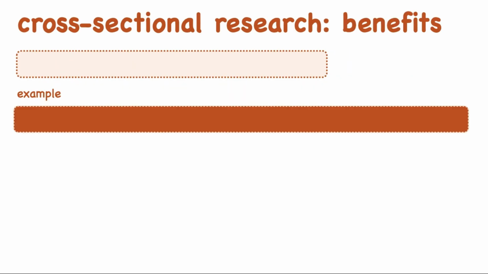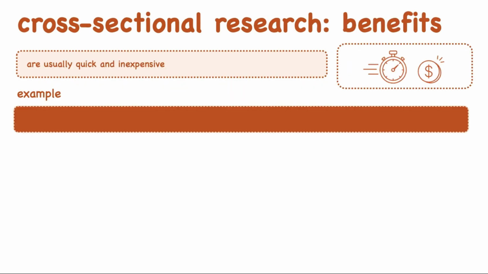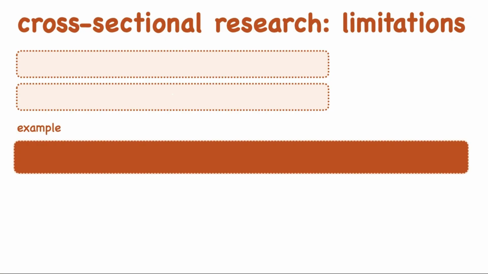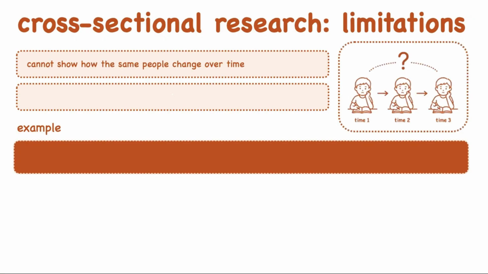Cross-sectional studies are useful because they are usually quick and inexpensive. For example, a researcher could compare stress levels in first year, second year, and third year students. However, cross-sectional research cannot show how the same people change over time. It also may not show which variable came first.